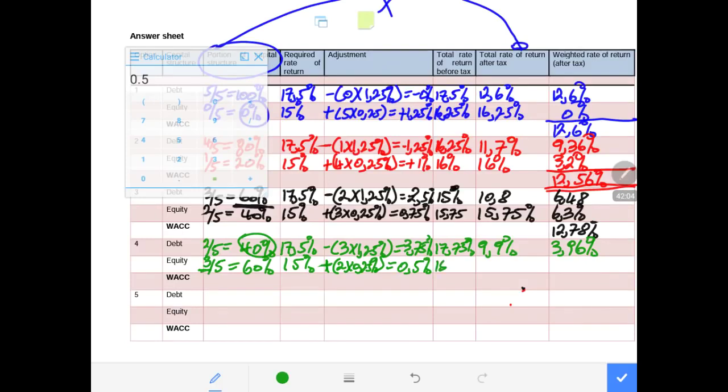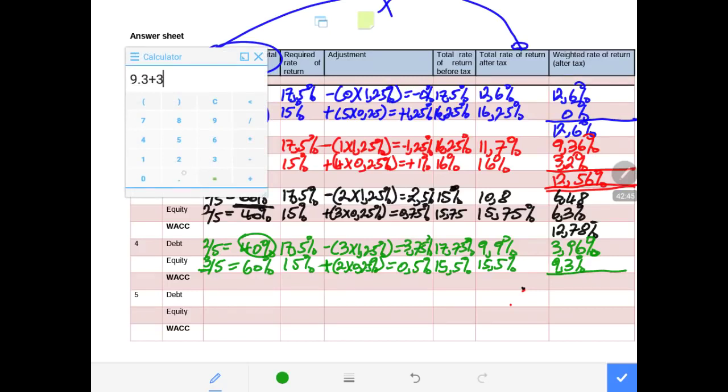Therefore this will lead us to 15.5% when it comes to the equity return from the investors. 15.5%. That will be the increment. Remember, no tax implication, it remains 15.5%. Therefore now 15.5% times the weight of 60%, 0.6 times 15.5, gives 9.3%. Therefore now the total of the two will give us the weighted average cost of capital: 9.3 plus 3.96.